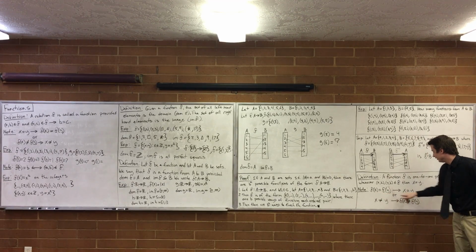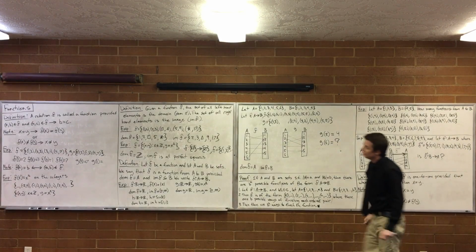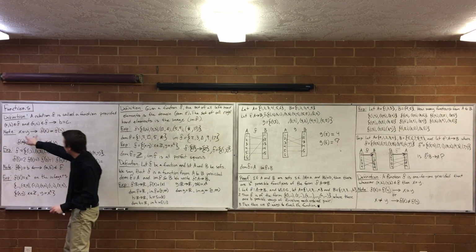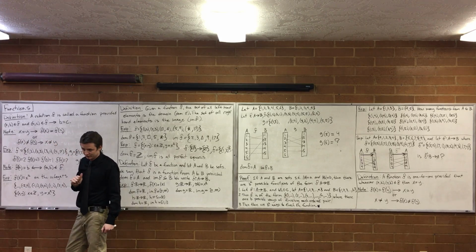Anytime we get the same right-hand value, we have to have the same left-hand value. In order for it to be a function, anytime we have the same left-hand value, we have to get the same right-hand value.